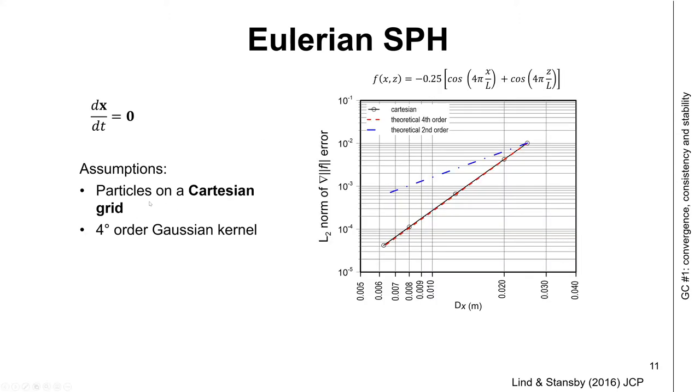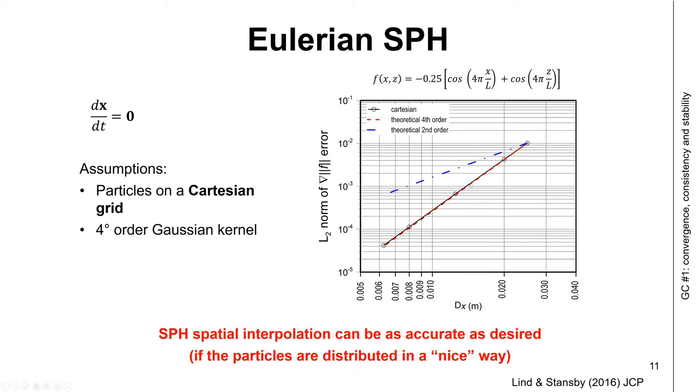If, for example, we put particles on a Cartesian grid and we use a fourth-order Gaussian kernel, then we can see that the convergence rate we can achieve is exactly the expected one. So basically, we are converging with a convergence rate of four. So if we are Eulerian, then we can have spatial interpolation that is as accurate as desired.